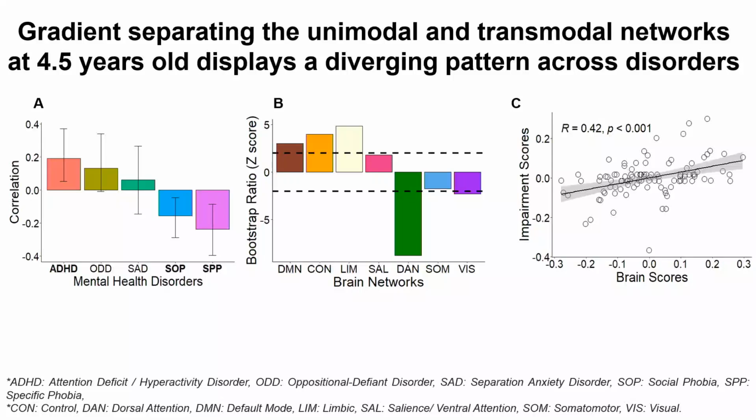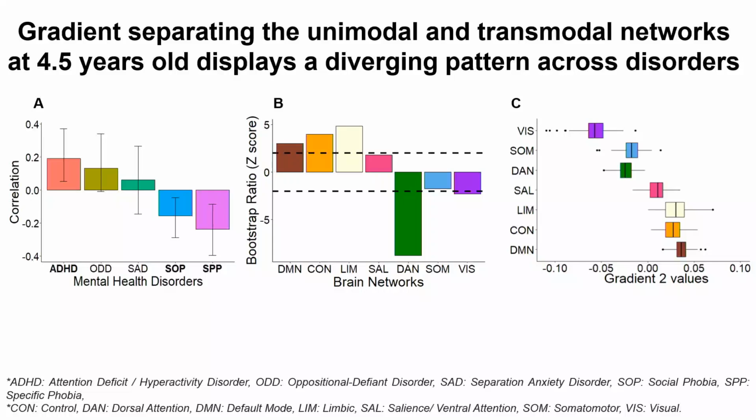Looking at the bootstrap ratio for each of the brain networks, we see that multiple networks significantly contributed to this latent variable, with the regions clustered at the unimodal areas, like the visual, somatomotor, and dorsal attention networks, exhibiting a negative bootstrap ratio, whereas the regions at the transmodal areas are positively associated with this latent variable. There was a positive correlation between the impairment and the brain scores, and this showed that there was a diverging pattern of gradient distribution across different disorders.